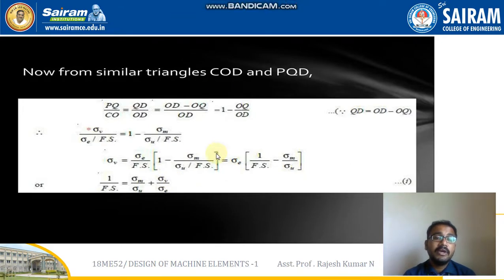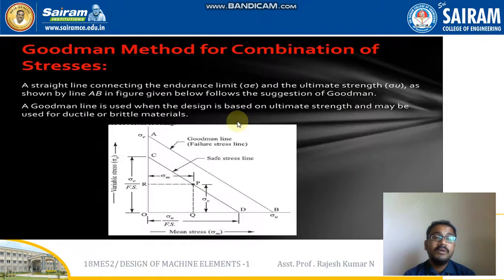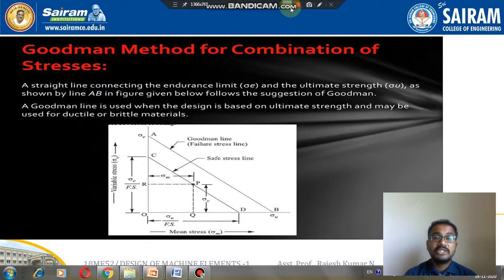The same method we follow even to solve for the ductile material, that is the Soderberg criteria. From the examination point of view, this derivation is very important. If you remember this one graph, you can do any derivation, because the only change we make for Soderberg criteria is replacing the ultimate stress with the yield stress. We'll see that in the next video, where we will discuss the Soderberg criteria.